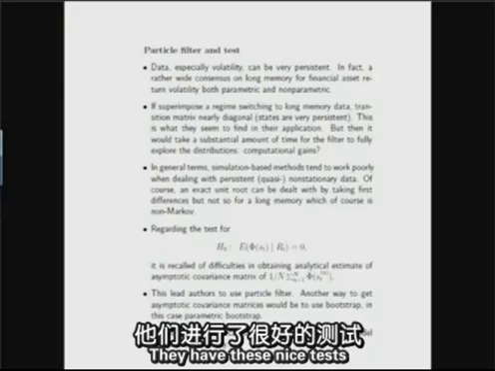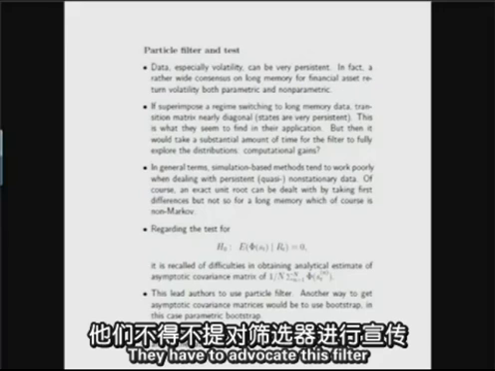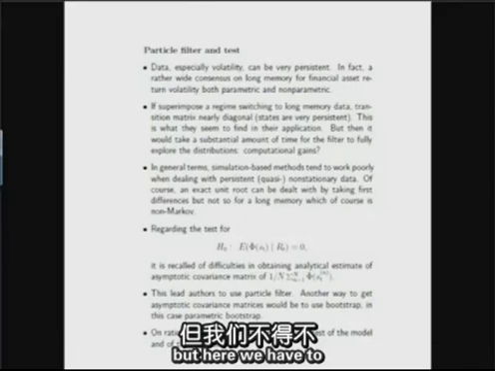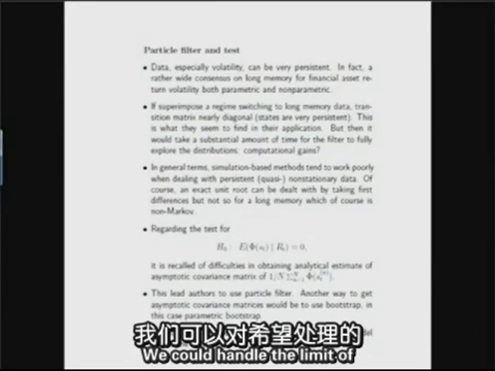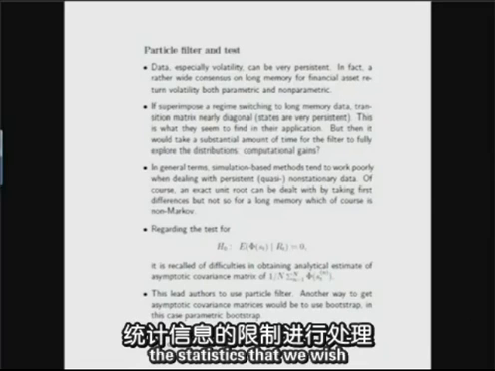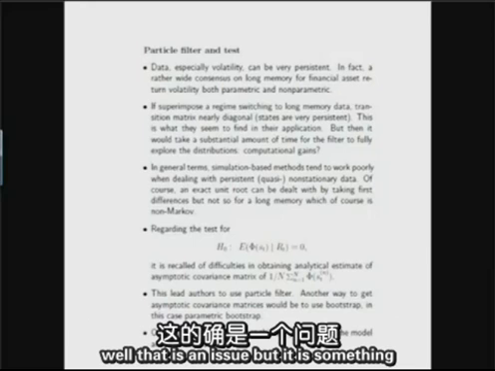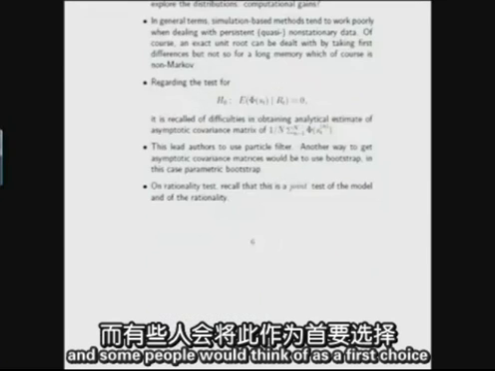Test. They have this nice moment condition test, for which, again, they propose the particle filter. I would say that, since there is some theory going on here, they have to advocate this particle filtering because there's a problem establishing the asymptotic distribution. But remember, here we have to do it with a perfectly specified parametric model. So the bootstrap could be another way, a classic way by which we can handle the limit covariance matrix of the statistics that we wish. Perhaps, again, which one is the best? Well, it depends. It's a computational issue, but I think it's something that is on the menu, and perhaps something that some people will think of as a first choice.